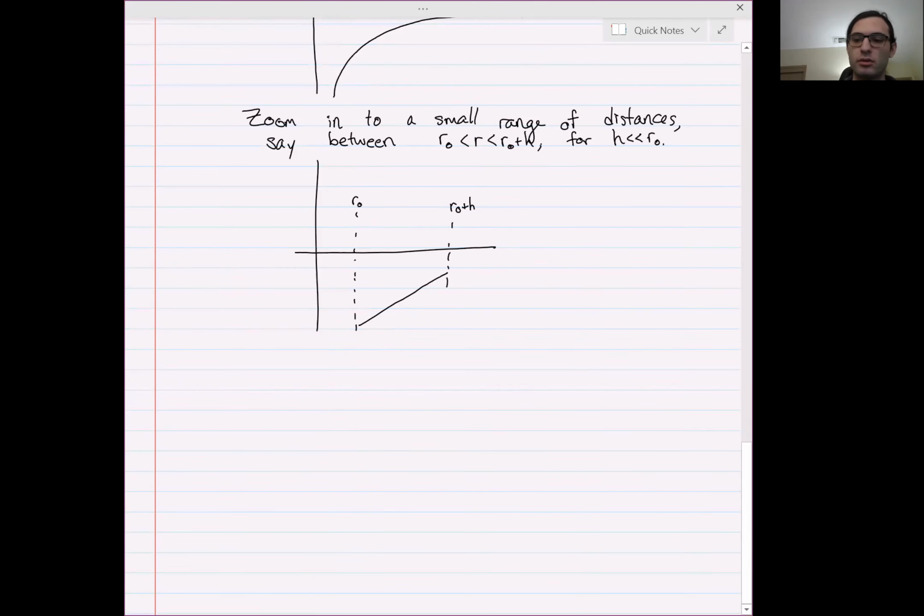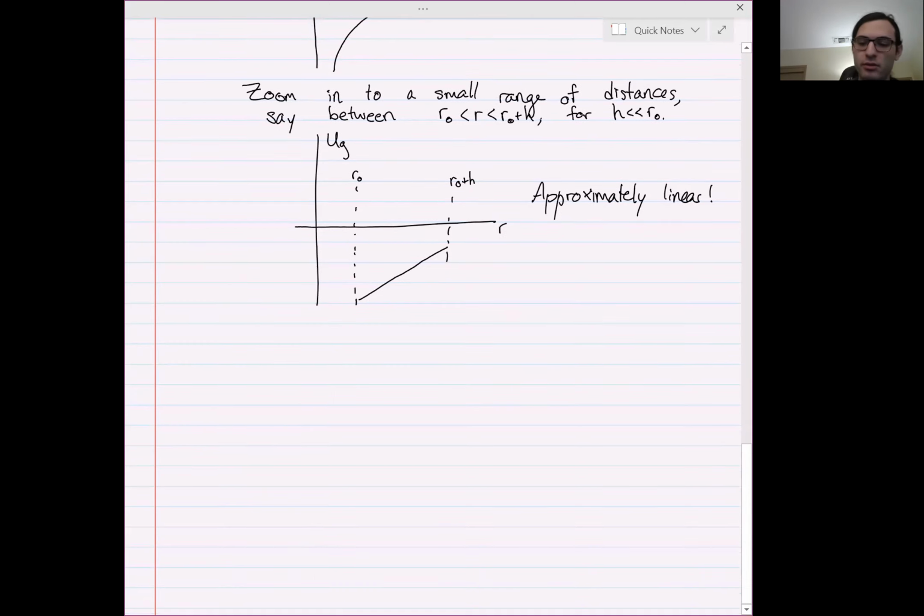So this is approximately linear. This is U sub g, and this is r. And so the question is why is this linear? So we're going to do some calculus now. We're going to do a Taylor series expansion.